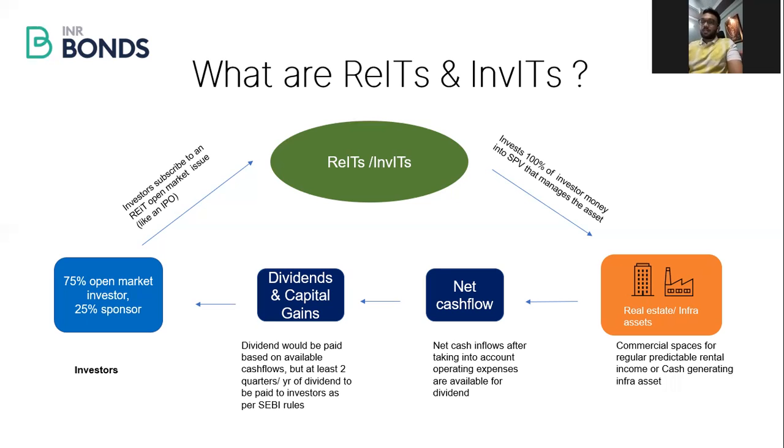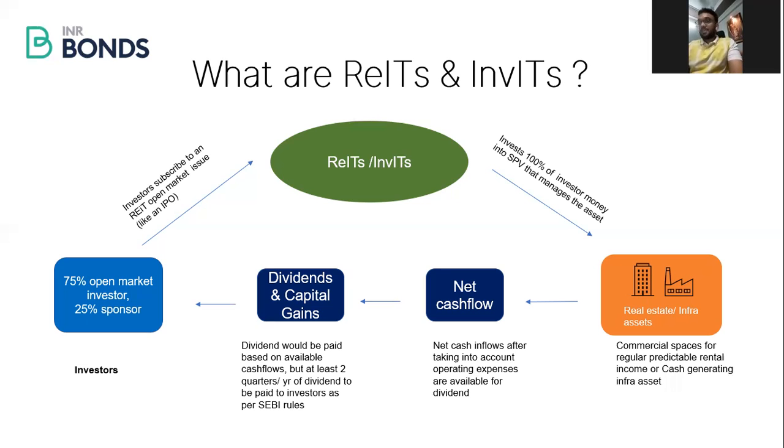Once the InvIT or REIT is completely formed, they come to the primary markets to raise funds, just like how an IPO happens. Once the investor buys into the REIT or InvIT, just like we call them a shareholder in a normal IPO, in terms of an InvIT or a REIT we call them unit holders, because everything is calculated in terms of units. All the money, 100% of it, will be given to the SPV, where they invest into an asset.